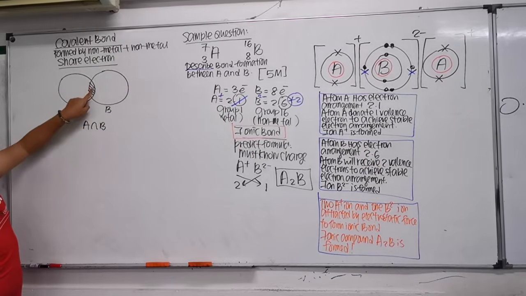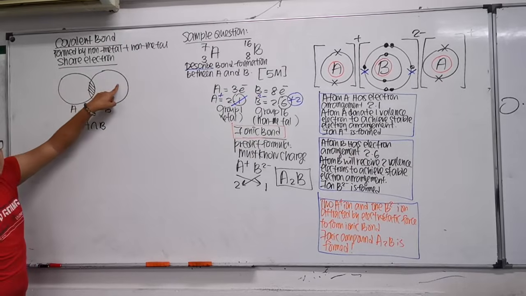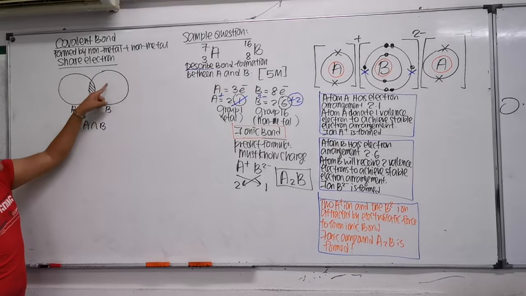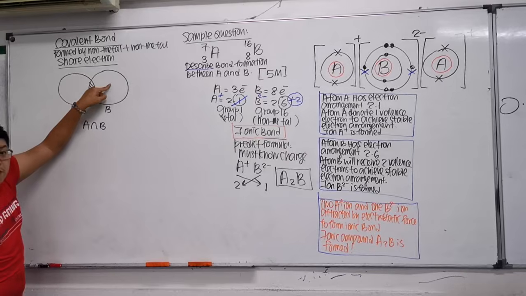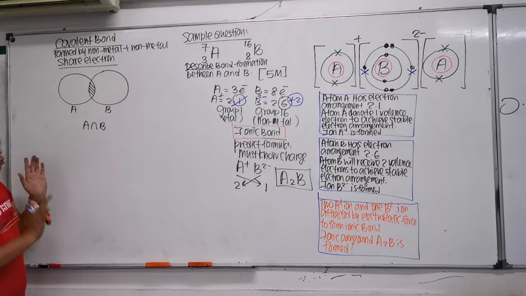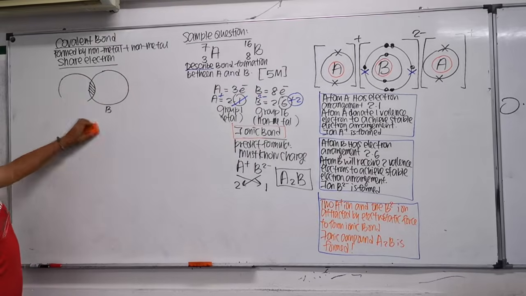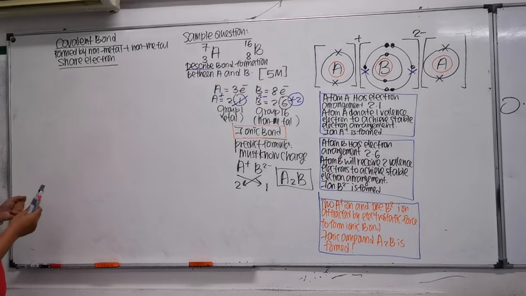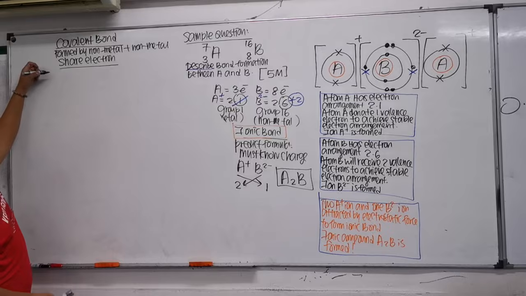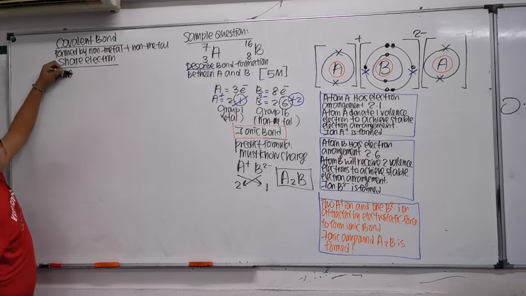Anything inside here belongs to A, belongs to B. So this is the shared area. Anything in between here is shared by both of them. Understand? That's what I want you to do. We will learn in a short while. In covalent bond, you need to share the electron. There are three possibilities. When they share electrons, they must follow a simple principle.